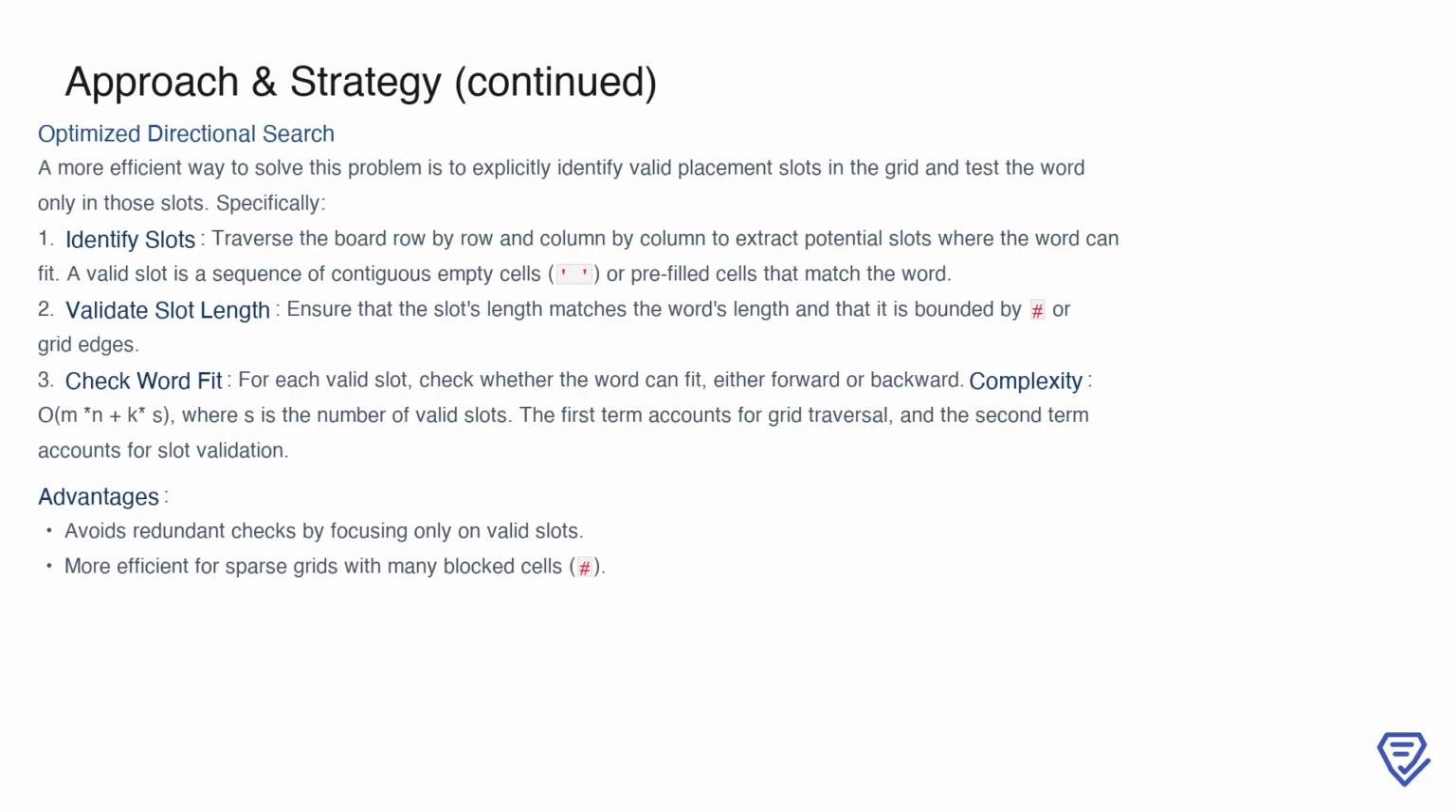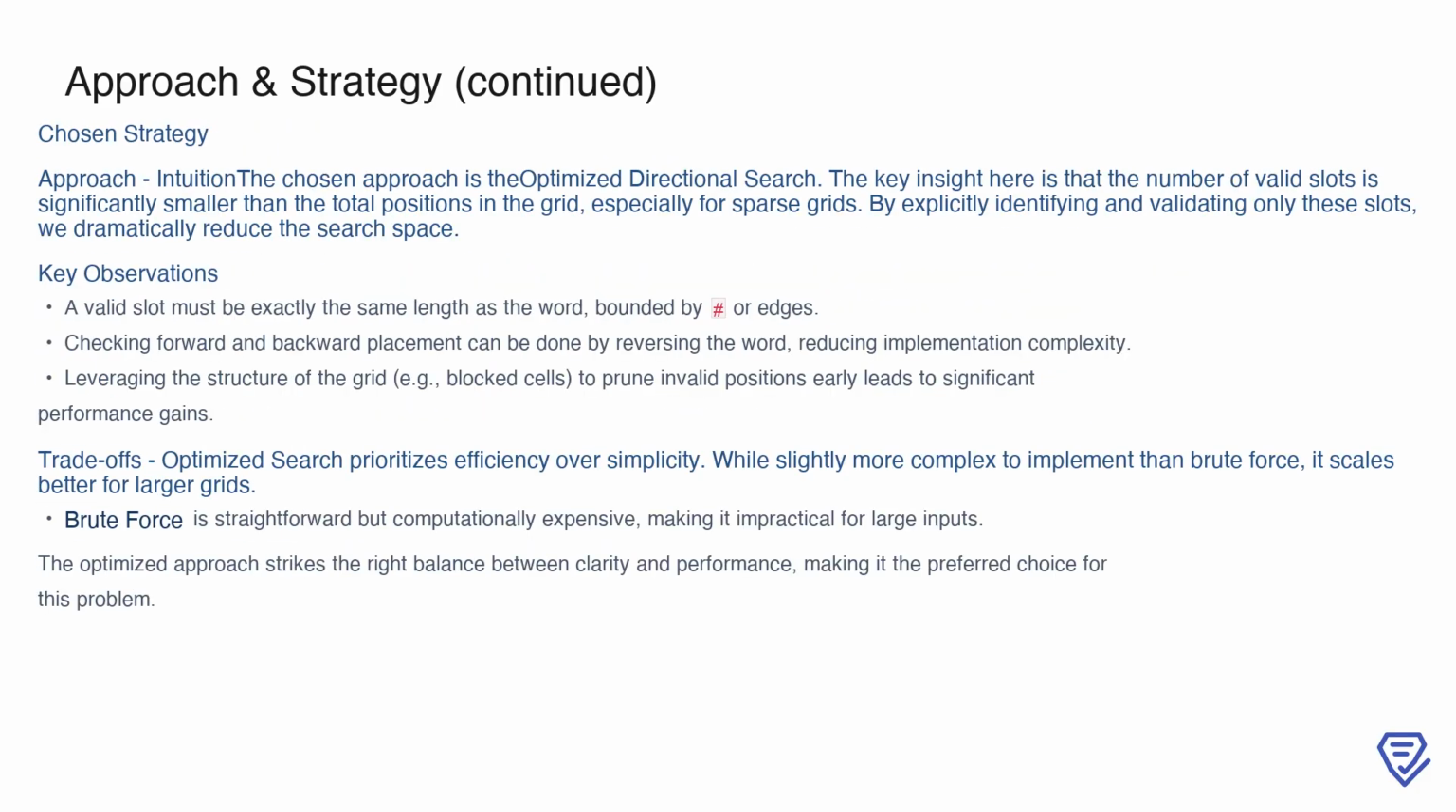This method is far more efficient, with a complexity of M*N plus K*S, where S is the number of valid slots. By focusing only on these slots, we eliminate redundant checks and significantly improve performance, especially in sparse grids with many blocked cells. The chosen strategy for this problem is the optimized directional search. The key idea here is that the number of valid slots in the grid is much smaller than the total positions, particularly in grids with many blocked cells.